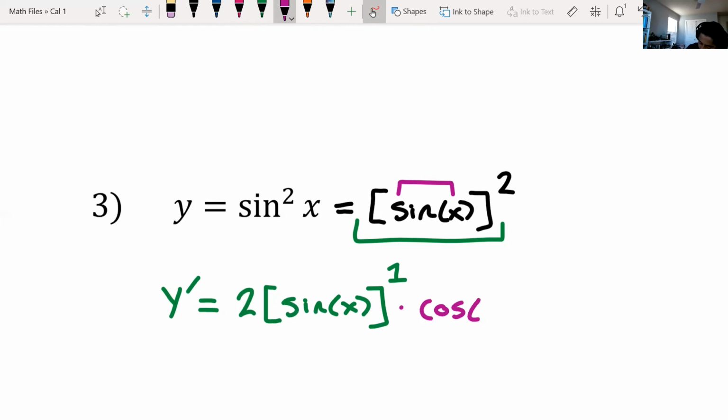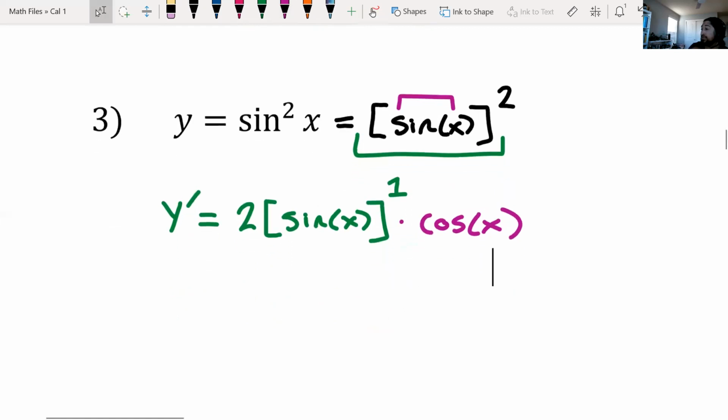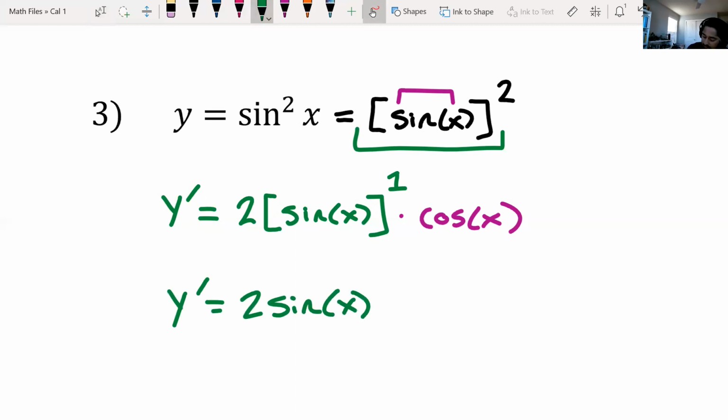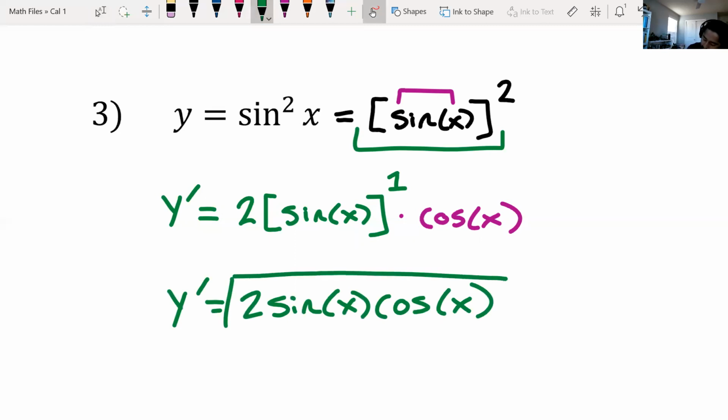Cosine. Okay, there it is. There's the chain rule. The derivative's done. Now just combine our terms. I can rewrite this as y prime equals 2 sine x cosine of x. Now that's cool, but does anybody know the trig identity for 2 sine x cosine x?